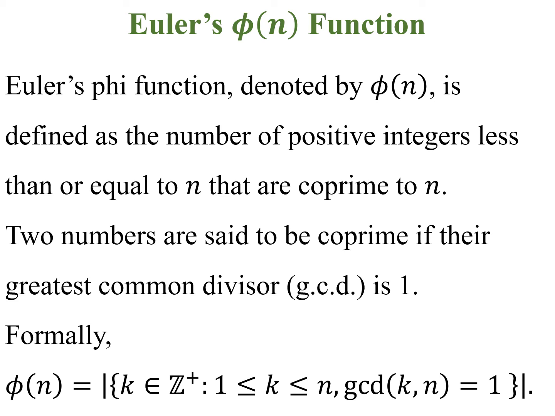And what is the next condition? It is co-prime to n, means its GCD with n is 1, GCD of k and n is 1. So phi of n is the count or cardinality of the set of those positive integers k which are greater equal to 1 and less equal to n and whose GCD with n is 1.